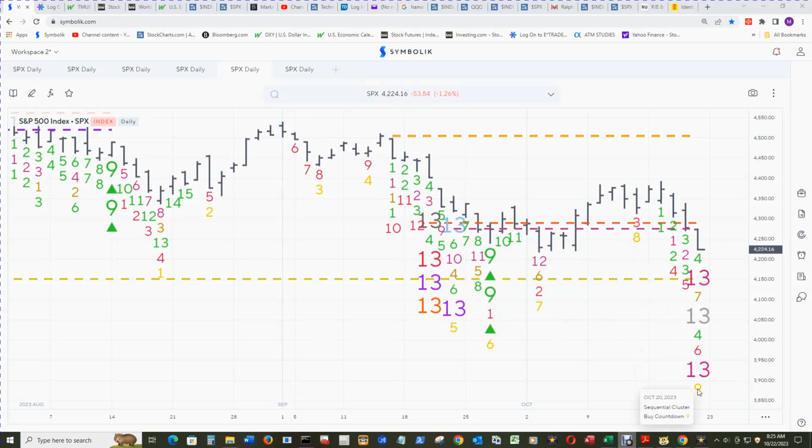And most importantly, this sequential cluster buy countdown 9 is printed, and in the previous video I stated that this sequential cluster buy countdown sequence hasn't happened since the great financial crisis, so this will be hanging over our heads now, even though there's a bounce eventually to the upside.